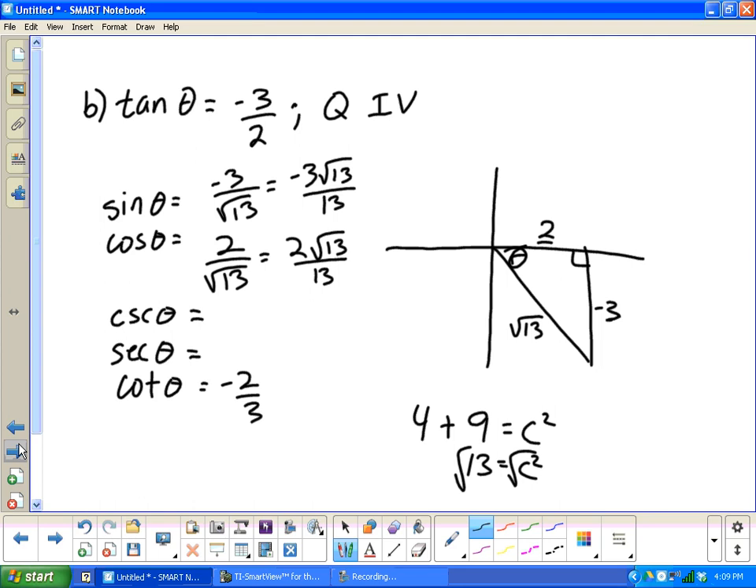And now cosecant, all I have to do is take the reciprocal of sine. Now I'm going to take the reciprocal here, though. It's going to be a lot easier, and I won't have to rationalize. So it would be square root of 13 over 3, and it would be negative. Secant is just the reciprocal for cosine, so we'll take the reciprocal here and just say square root of 13 over 2.